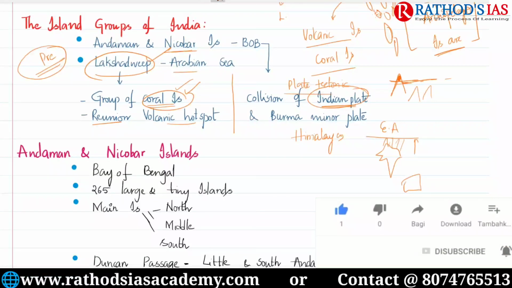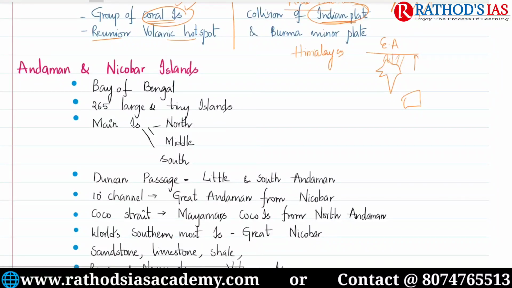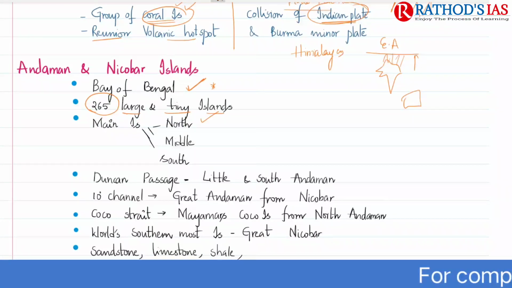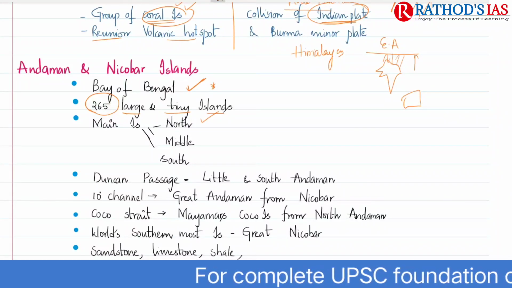Now let us try to see some important islands. The first one is the Andaman and Nicobar Islands, located in Bay of Bengal. First and foremost, it is located in Bay of Bengal, and it is a group of 265 large and tiny islands. Here we have some main islands like North Andaman, Middle Andaman, South Andaman. Here you have to know some geographical features of Andaman and Nicobar Islands.